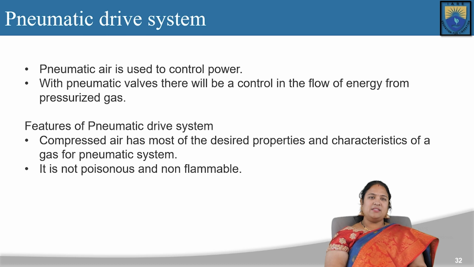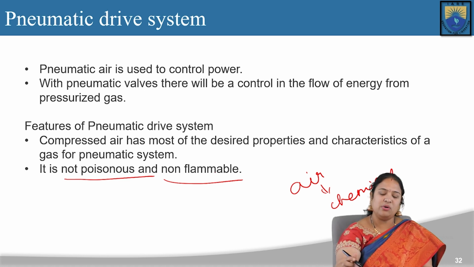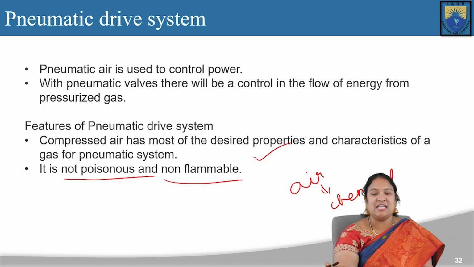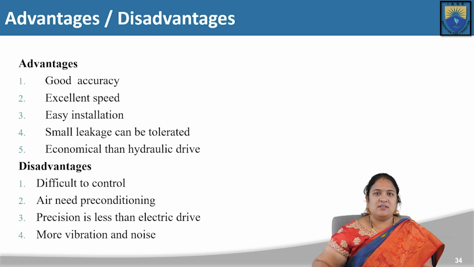In the pneumatic system, compressed air has most of the desired properties and characteristics of a gas, and it is non-poisonous and non-flammable. Air is non-poisonous because it doesn't contain any chemicals, right? We are not having any chemicals present in the air. So when we use the pneumatic system, it is non-poisonous and non-flammable because there are no chemicals. So this type of pneumatic system is safer to use, where air is acting as the medium.